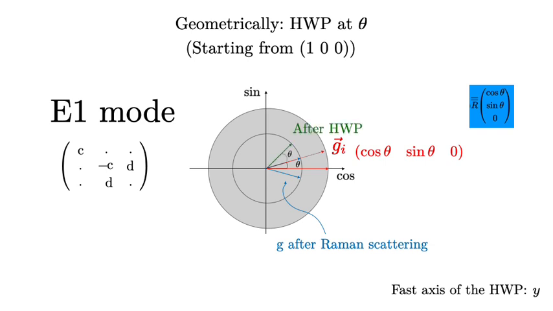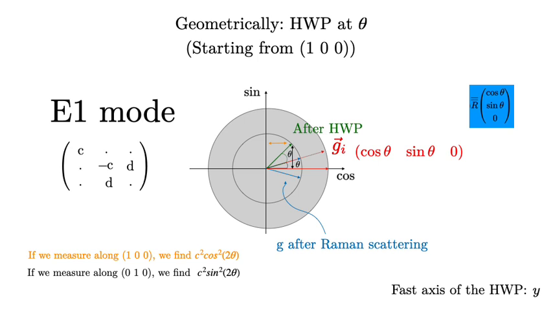And then, of course, we can calculate the Raman intensity, which is the square of the projection of the green arrow on either the x-axis or the y-axis. On the x-axis, we have c square, the length of the green arrow, times the square of cosine 2 theta, because 2 theta is the angle with the horizontal. And likewise, if we measure along 0, 1, 0, we find c square sine square 2 theta.